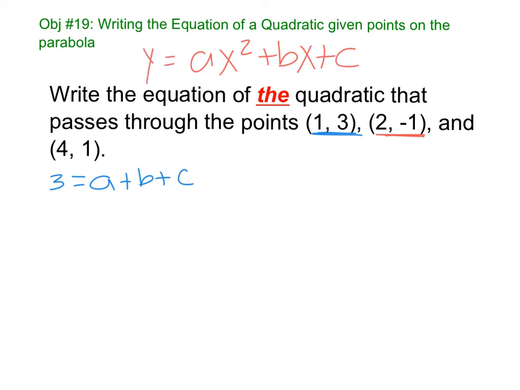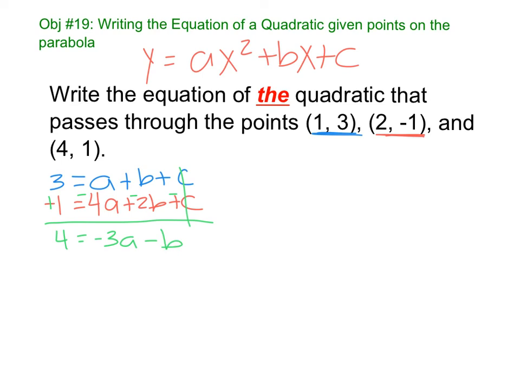All right, -1 equals 4a plus 2b plus c. And we can just use those two. Actually, let's do this first. Let's get rid of our c right now. So change the sign. So I get 4 equals -3a minus b.